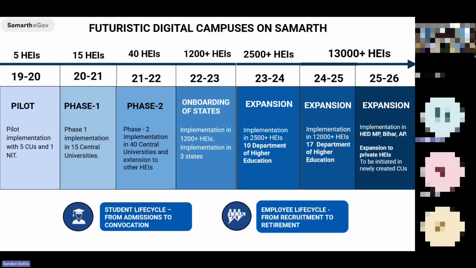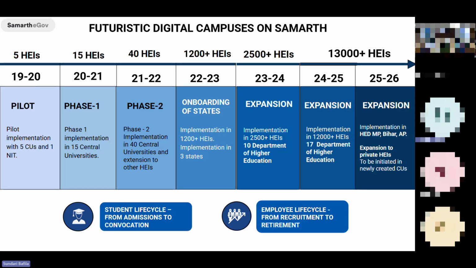The next slide is about the journey of Samarth. It started with the pilot phase, basically. In 2019, the pilot implementation began with 5 central universities and 1 NIT. During 2020 and 21, the platform extended and around 15 central universities were onboarded. In phase two, this number increased further to 40 central universities, as you can see.